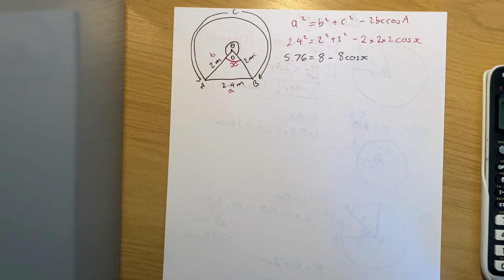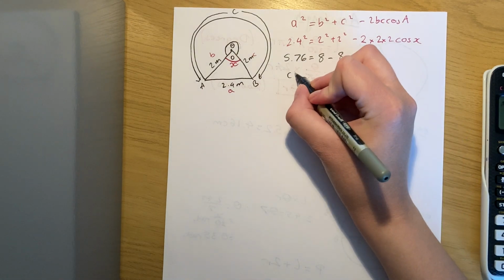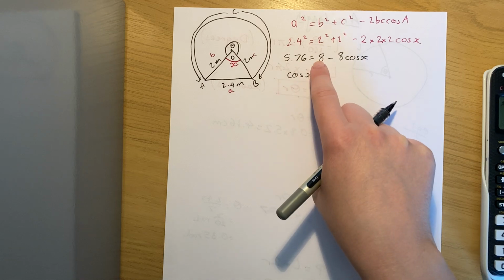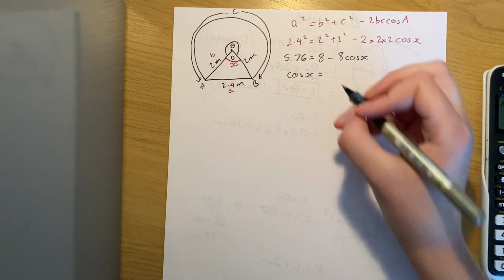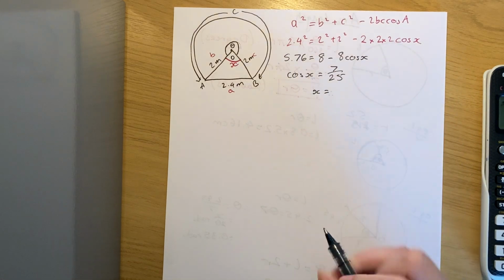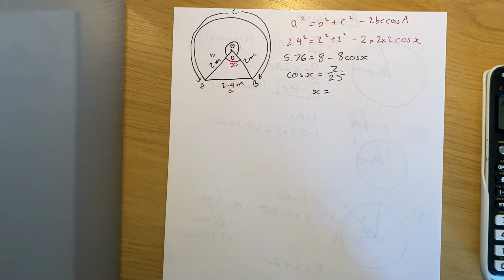So I'm just going to rearrange to get cos x on its own. So cos x is equal to 5.76, subtract 8, and then divided by negative 8, which gives us 7 over 25. Now, you technically could work this out in degrees, but why would you? Because arc length is r theta, and when it's in radians, so you shouldn't.